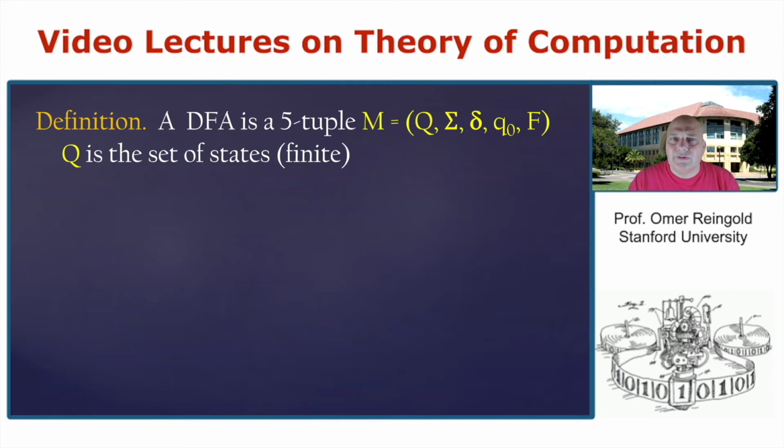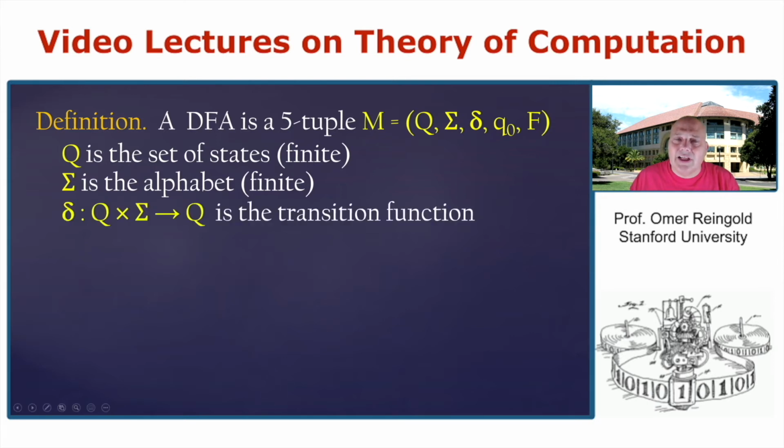Q is the set of states, which is finite, right? We have a finite amount of memory. Q represents the set of states. Sigma is the alphabet, which is another set, again, finite. Delta, which is more interesting, is the transition function. This is the function that tells us, given the current state and the alphabet symbol we are reading now, to which state we are transitioning.